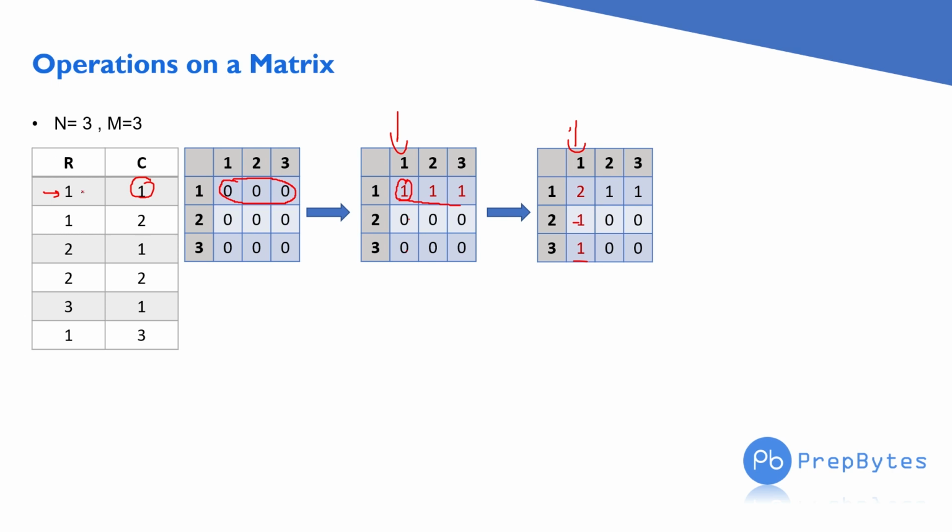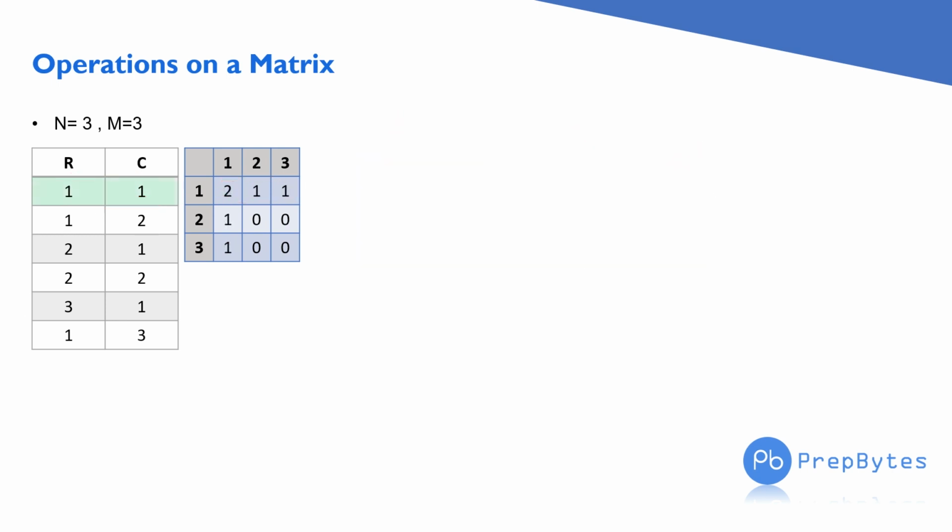So after this query, the resultant matrix that I got was this. Now the first query is done. Let's move to the second query. It is saying to select row number 1, so select this row and increment all values by 1.